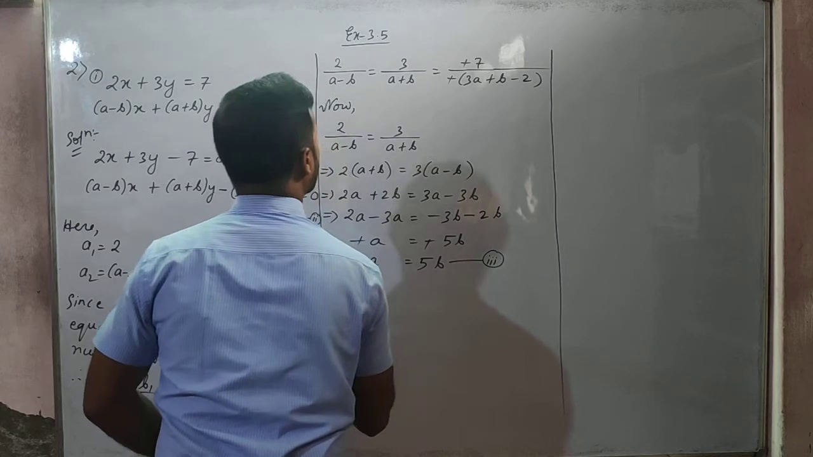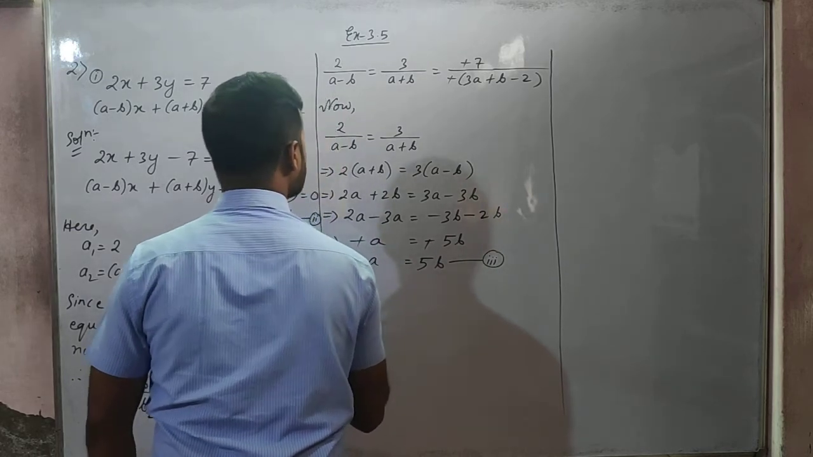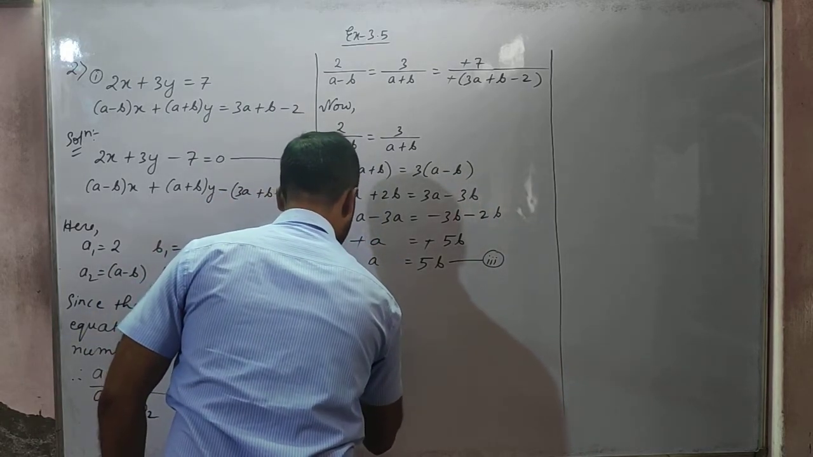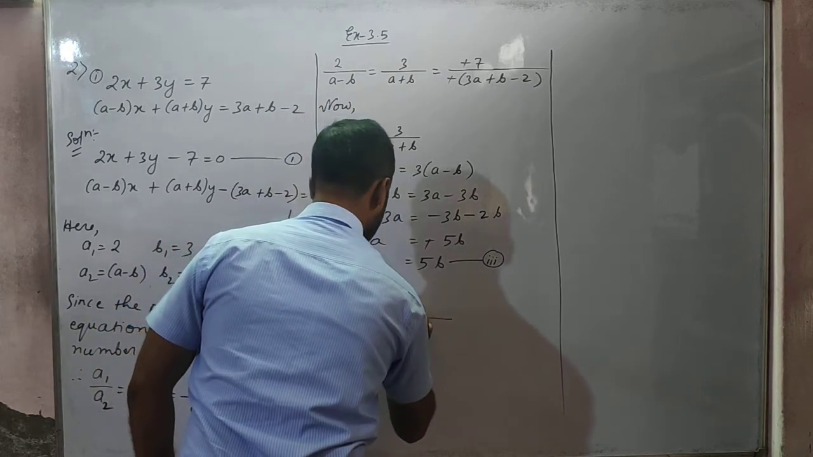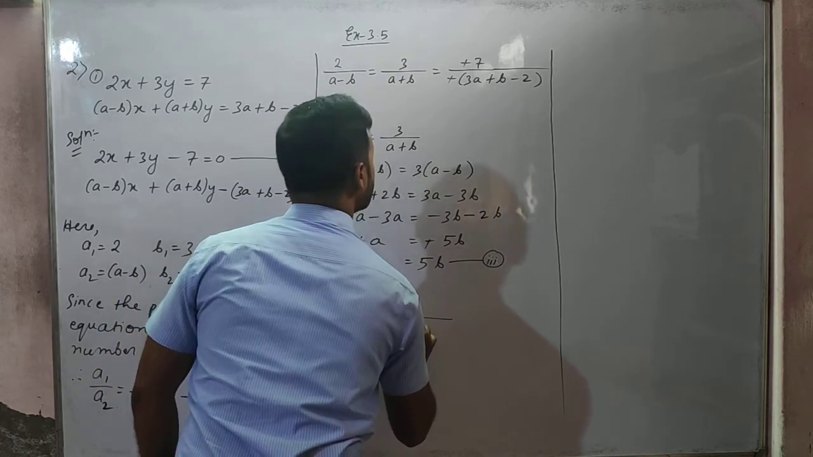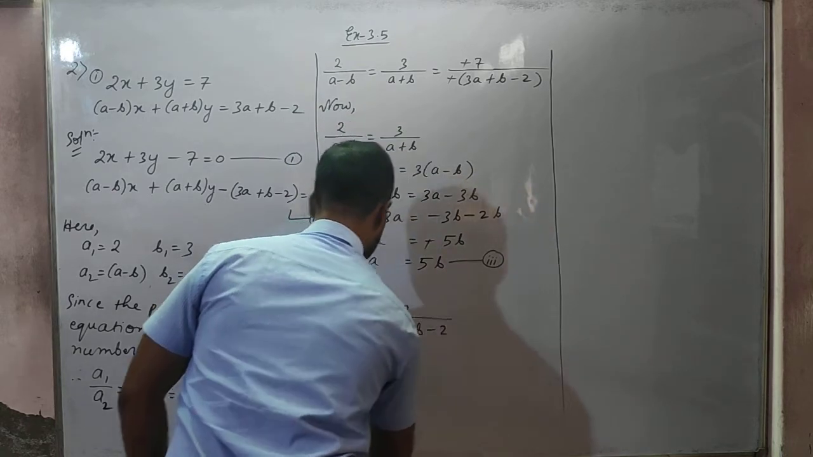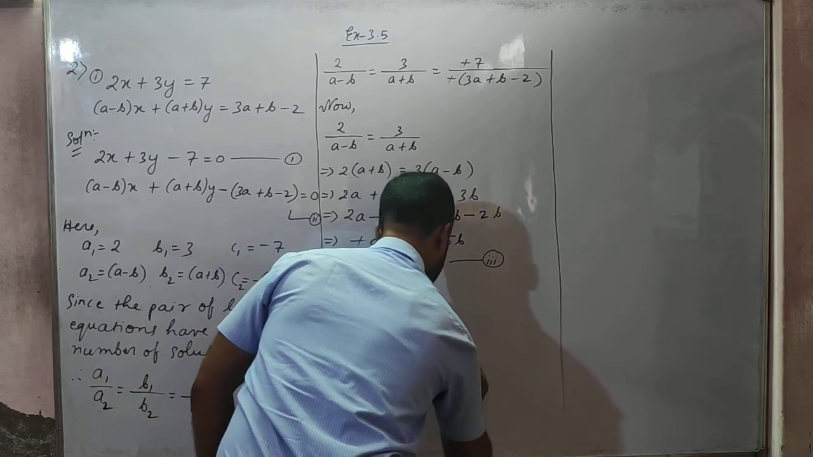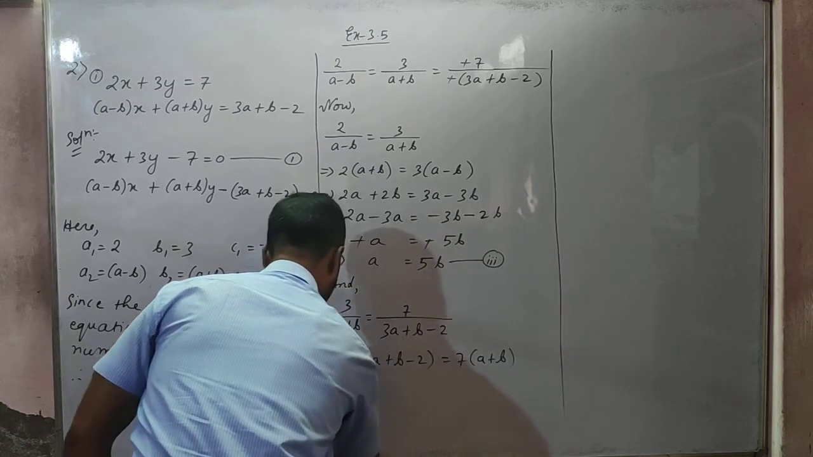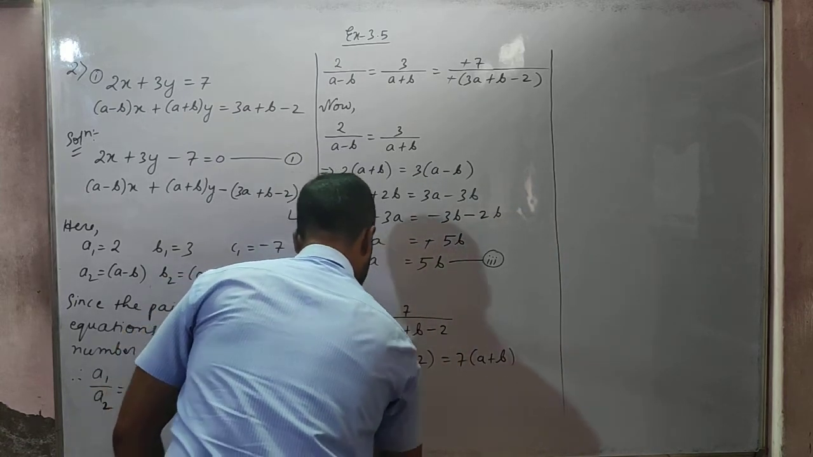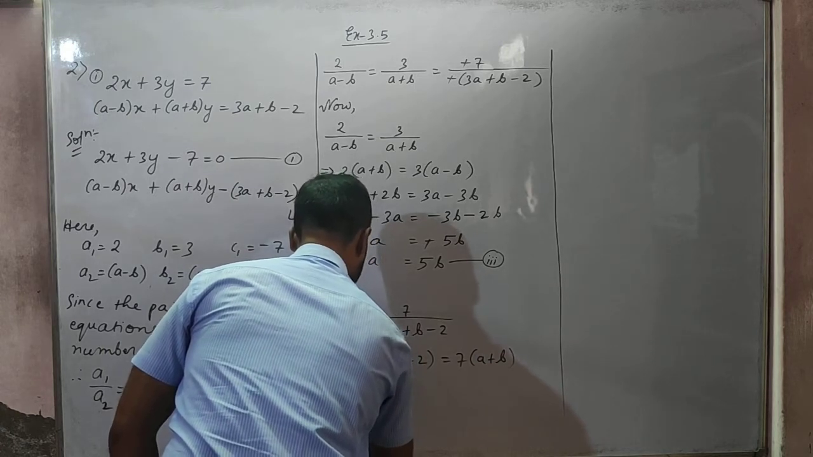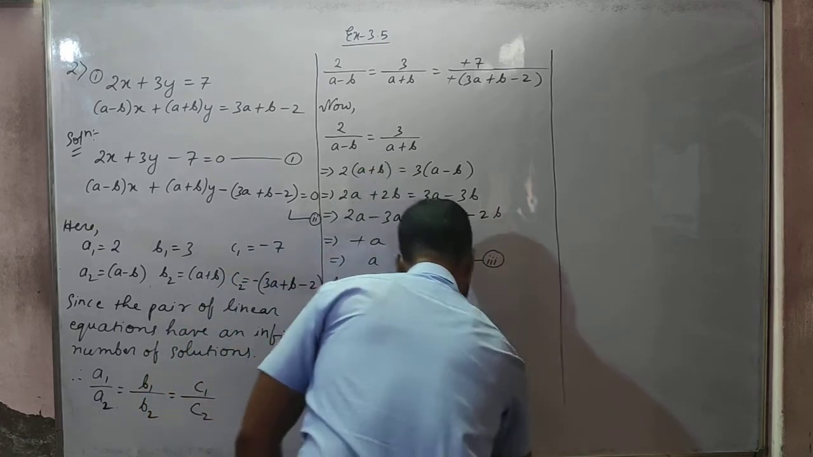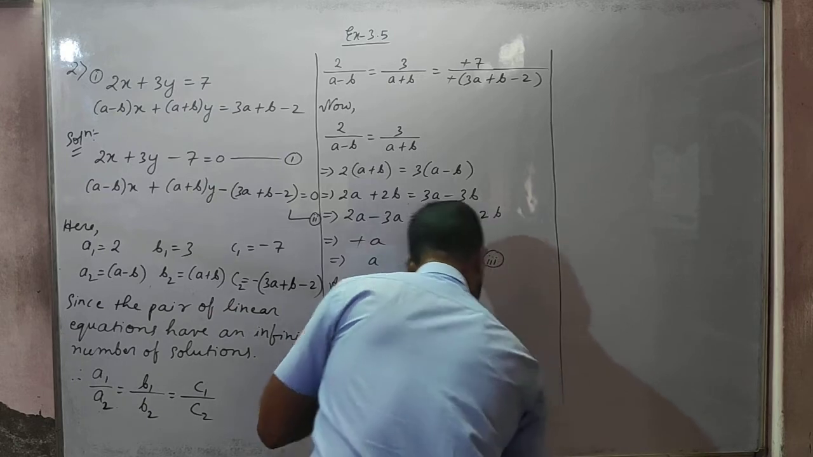And 3 by (a plus b) is equal to 7 by (3a plus b minus 2). 3 into (3a plus b minus 2) is equal to 7 into (a plus b). 3 times 3a is 9a, 9a plus 3b minus 6 is equal to 7a plus 7b.